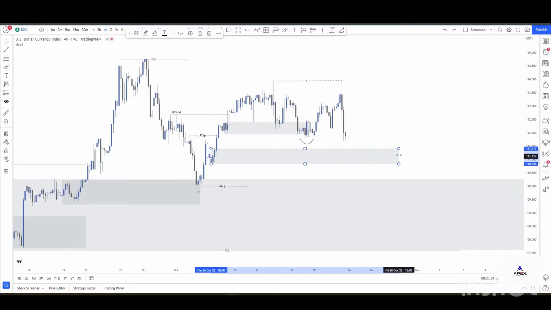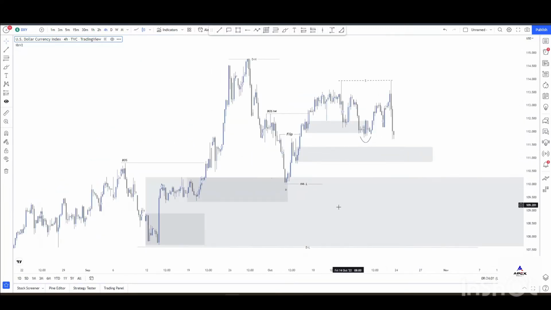We have an area here first marked up. This is our last unmitigated zone on the H4 after the H4 flip. So there's possibility that market can come back, tap into it, push up, or even go as low as taking out this H4 low, just to take out liquidity before pushing upwards.